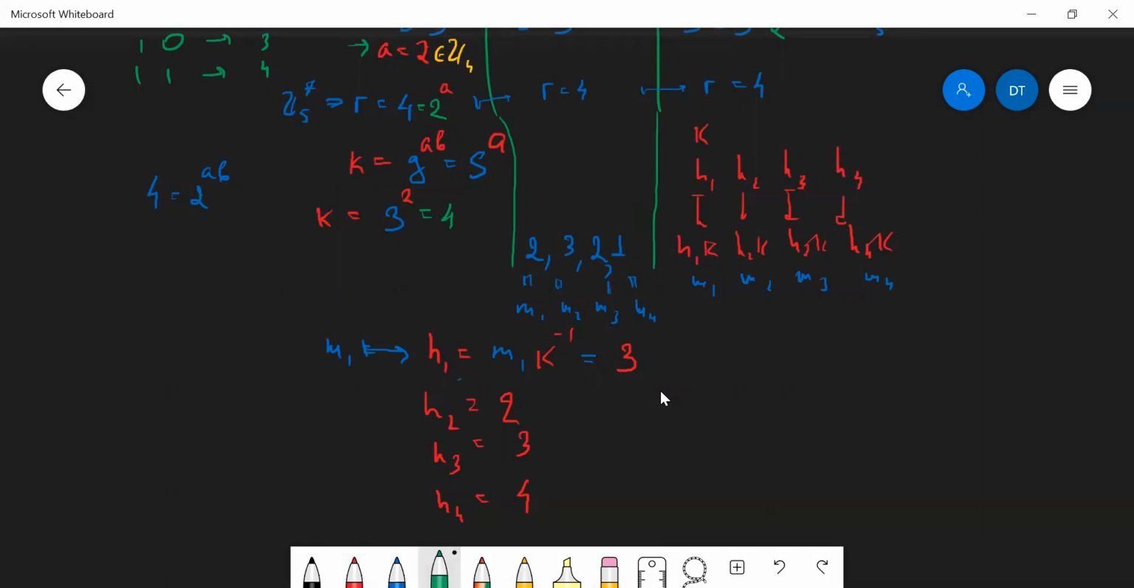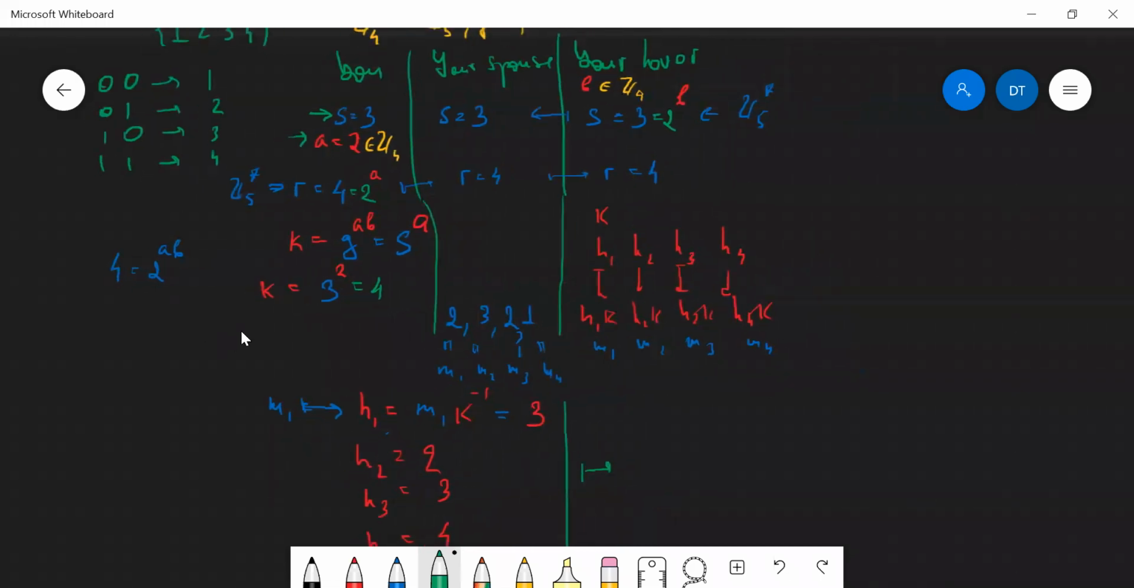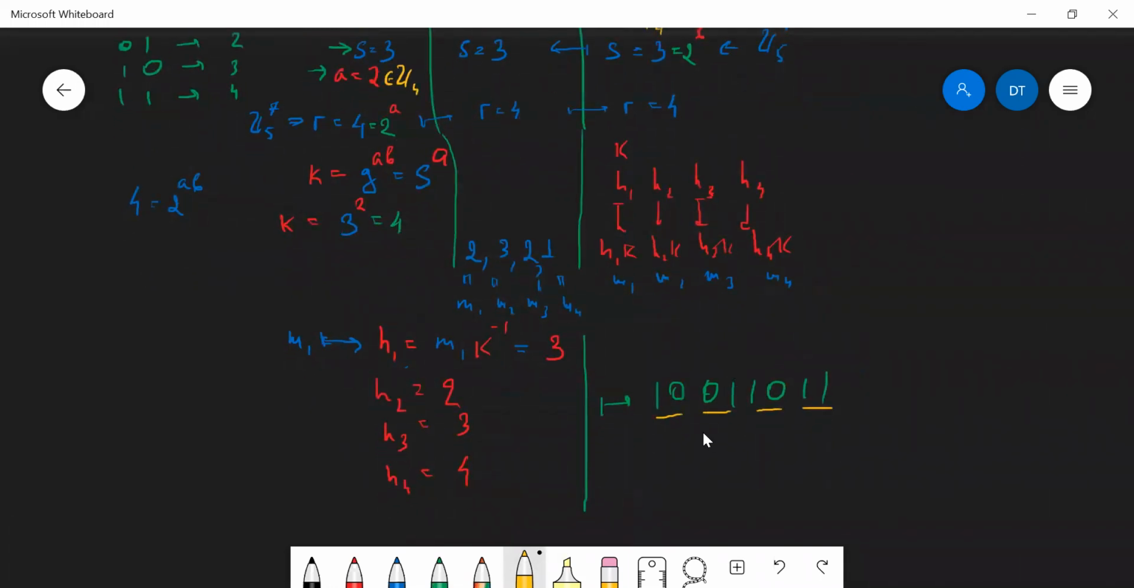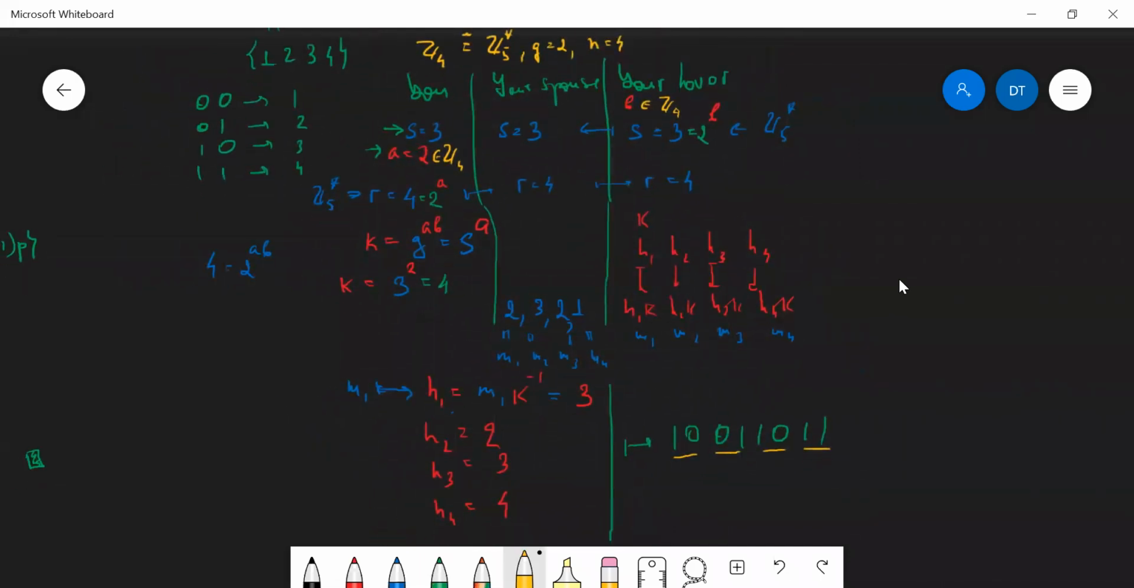Now, could you recover the original message? The table is here. So it's 1 0 0 1 1 0 1 1. Yep. You see how creative our lover is. That's a pretty nice message. The lover is very kind, and the message is very pleasant. So that's how the whole process goes.